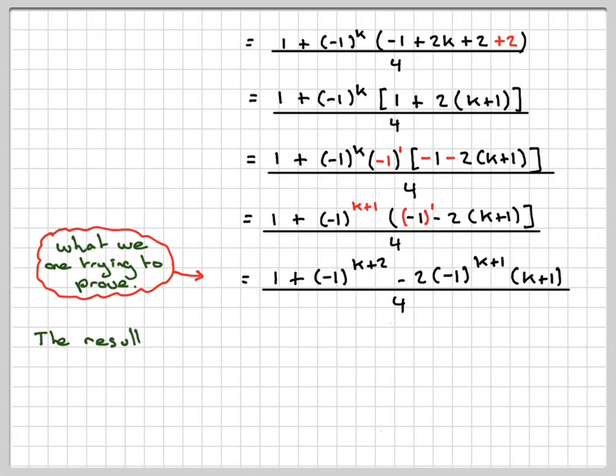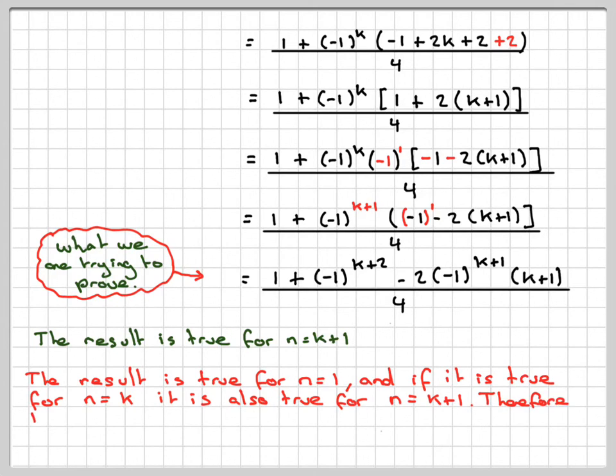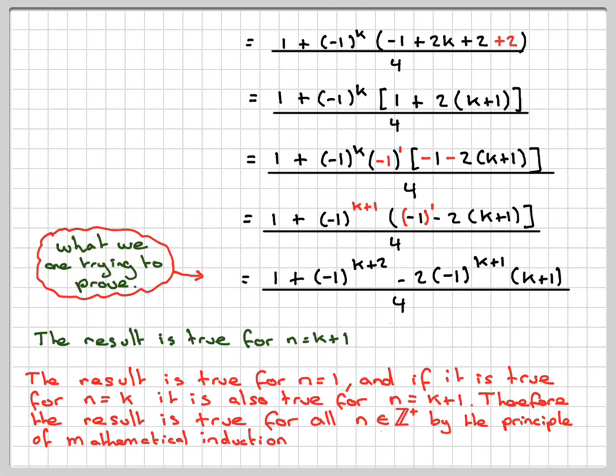So we can now say the result is true for n equal to k plus 1, and then we need to write down our final statement. The result is true for n equal to 1, and if it's true for n equal to k, it is also true for n equal to k plus 1. Therefore, the result is true for all n belonging to positive integers by the principle of mathematical induction. So what we are saying is, if it's true for n equal to 1, which is k is 1 in this case, it will be true for the next value, which is n equal to 2. If it's true for n equal to 2, it will be true for the next value, which is n equal to 3, and so on for all the positive integers.